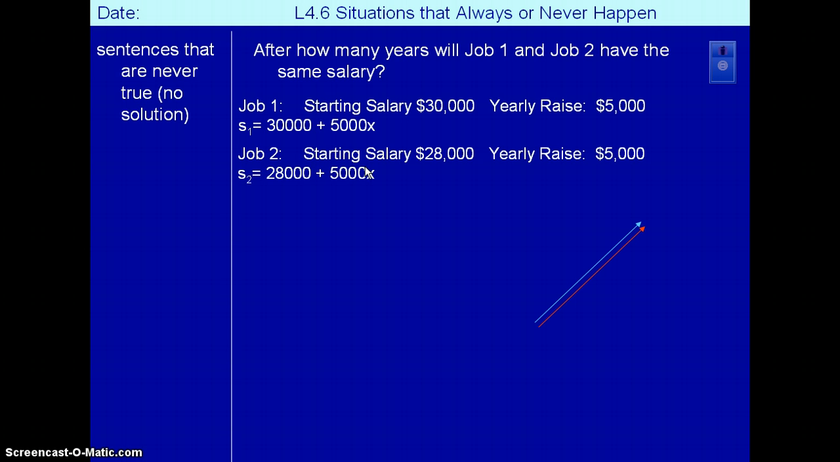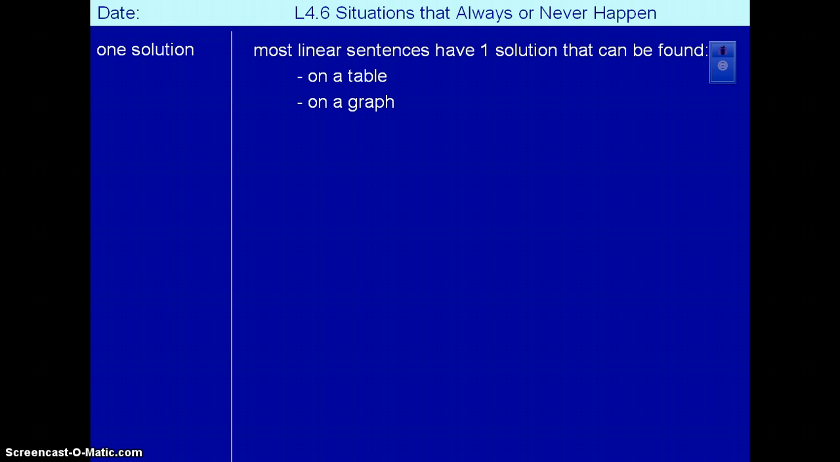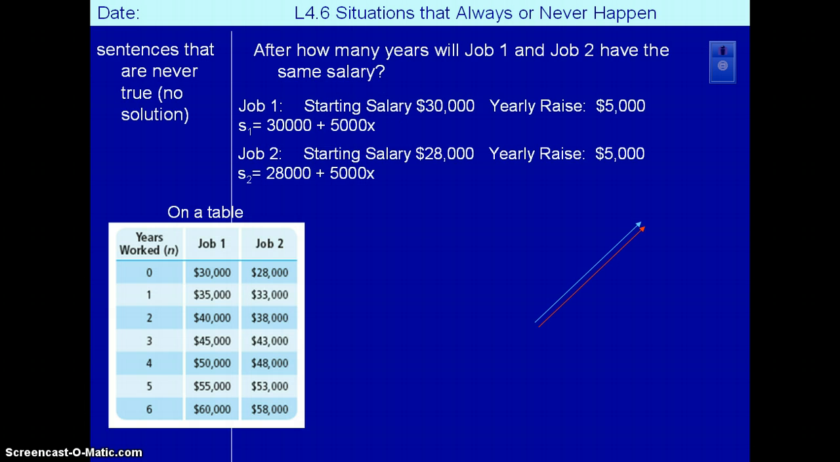It says we're going to add a question to the situation now. It says, after how many years will job 1 and job 2 have the same salary? So taking a look at what we just saw on a graph, on a table, algebraically, let's take a look at a table of this situation. If we have years worked, here they're representing it with an N, so we can interchange our variable as long as we are labeling carefully.